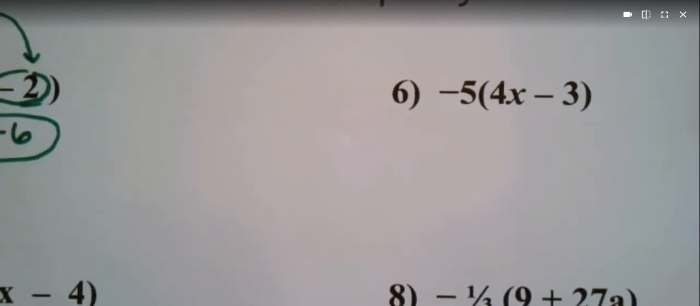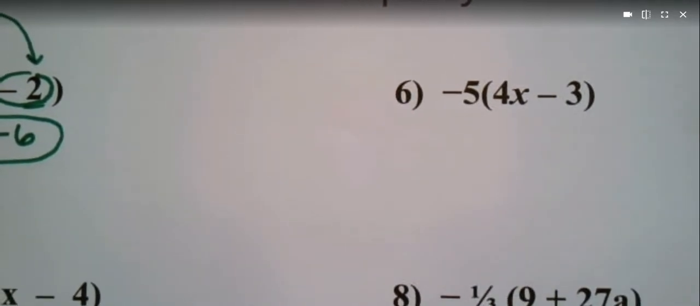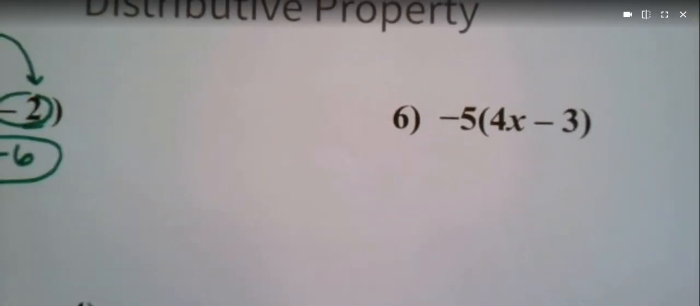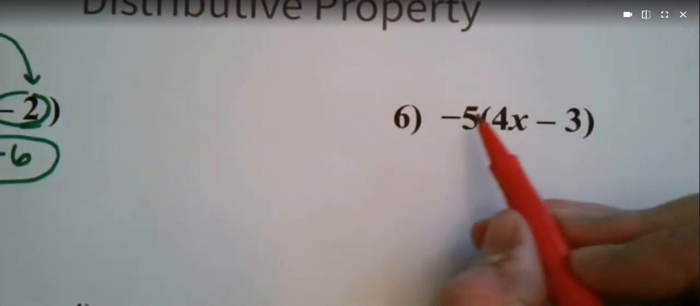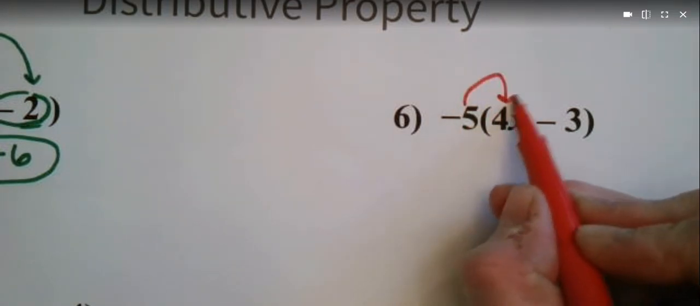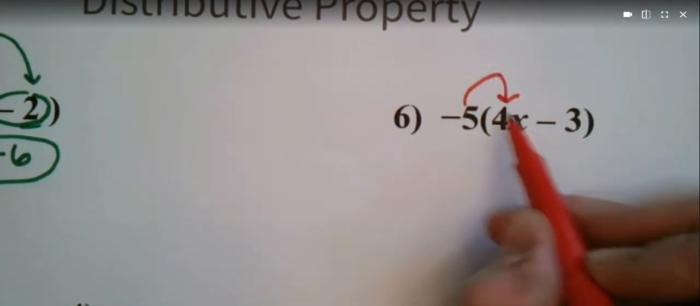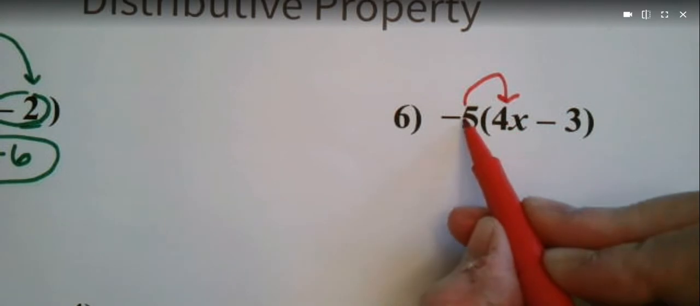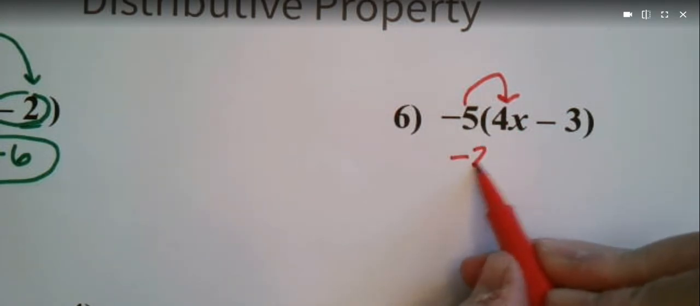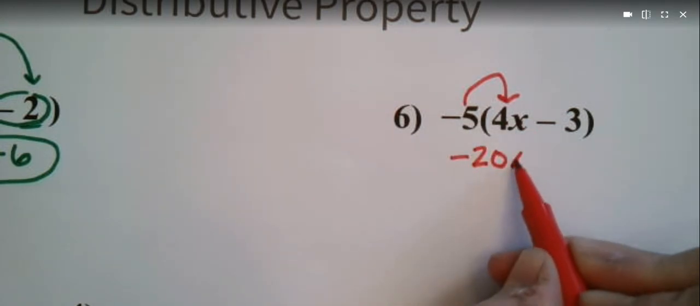All right, number 6, got a couple negatives in there. Go ahead and copy it down. All right, let's multiply. Negative 5 times 4x. Multiply your numbers. Negative 5 times 4, signs disagree. Negative 20 times x.